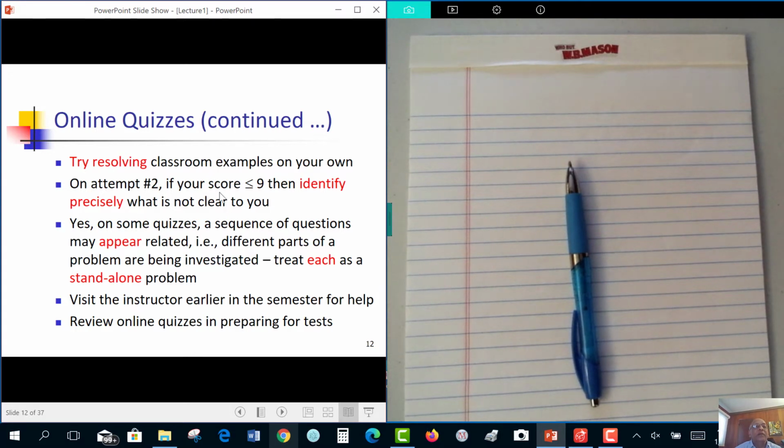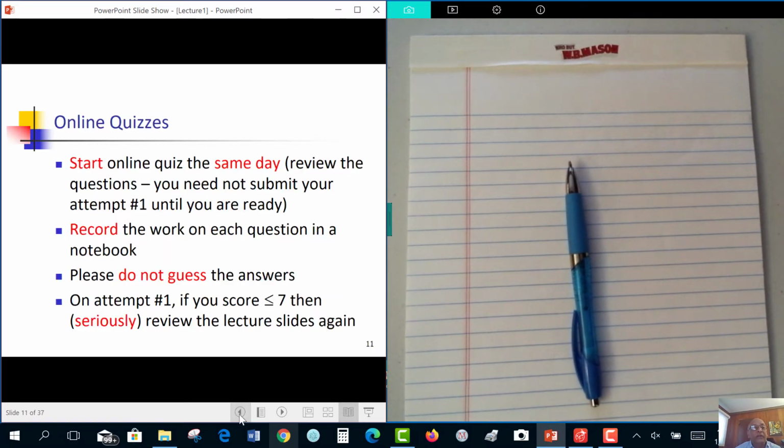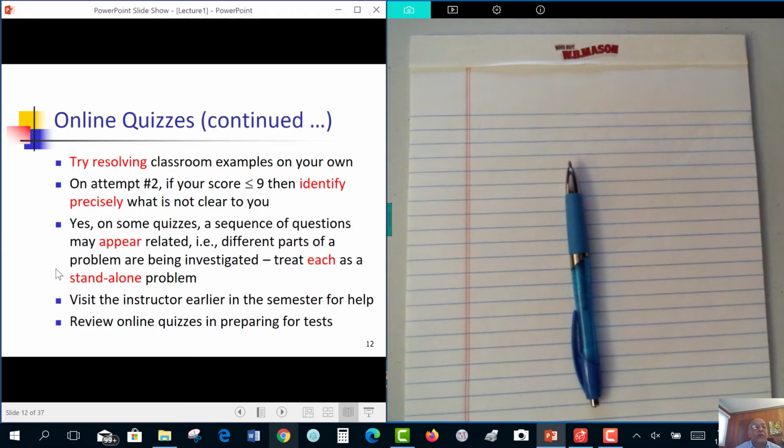Of course, when you submit your attempt, you will just get an overall score. I'm not going to tell you which questions you have wrong. You have to figure that out on your own. That is the whole idea. You need to figure out what you really understood and what you have not understood. And you should be able to look at your work that you have done in your notebook and figure out which question you had wrong.